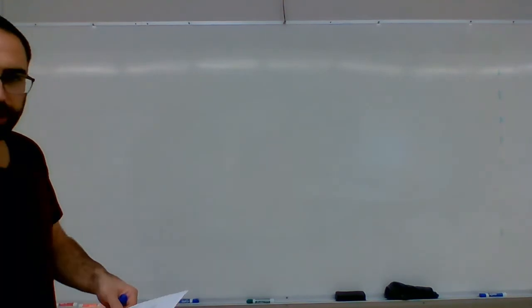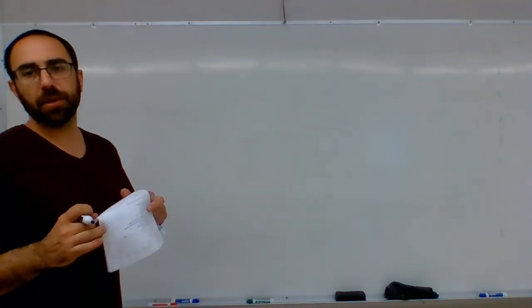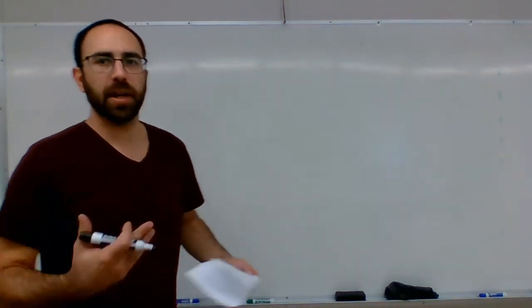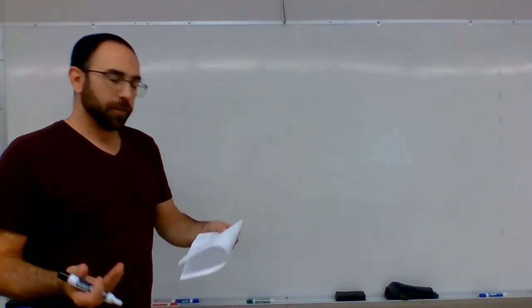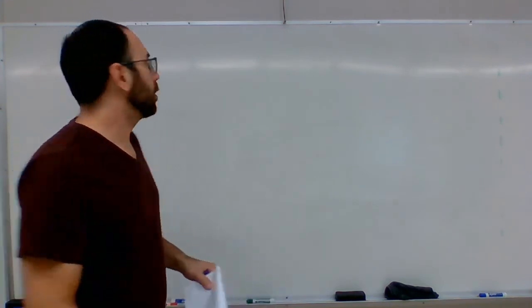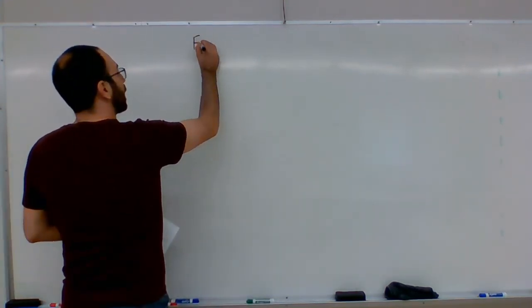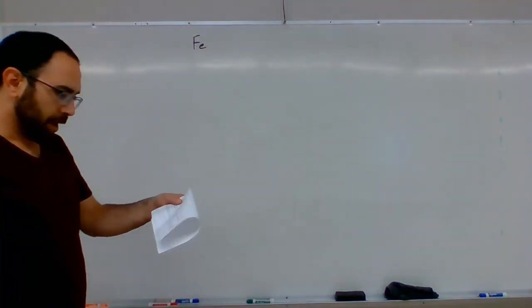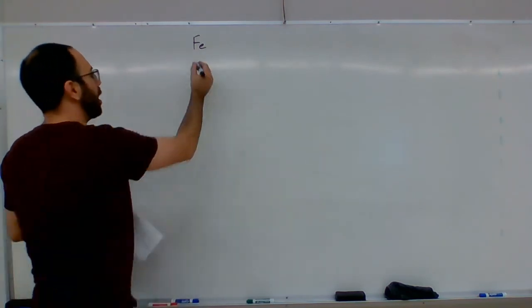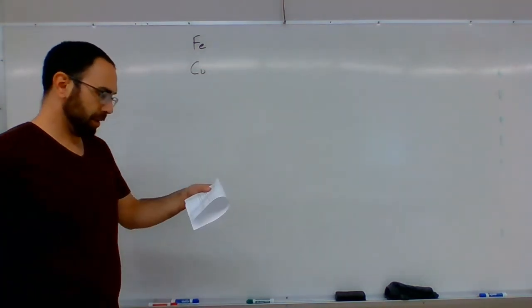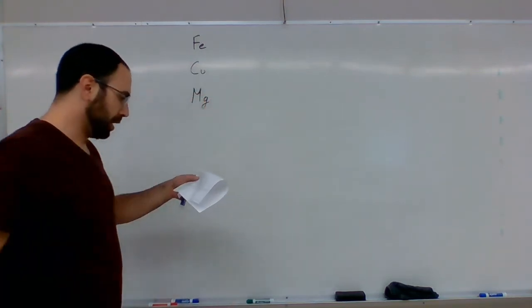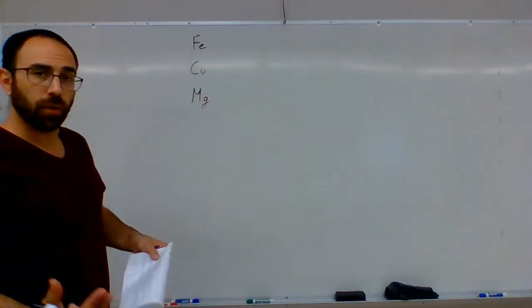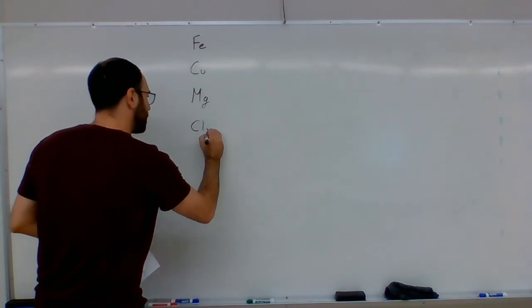All right, our last example here is a beaker with a whole bunch of stuff in it, and we want to know what is going to be the preferred reaction. In this beaker, we have an iron nail, so we're looking at pure iron. We have copper wire, which would again be copper metal, Cu. Magnesium ribbon is Mg. Dissolved chlorine gas, remember chlorine gas is Cl2.